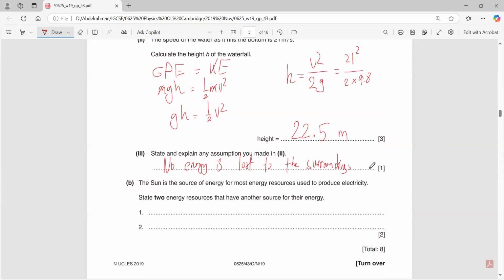The sun is the source of energy for most energy resources used to provide electricity. State two energy resources that have another source for their energy. Nuclear, tidal, geothermal. Yes, exactly. Nuclear fission, tidal, and geothermal. Excellent.